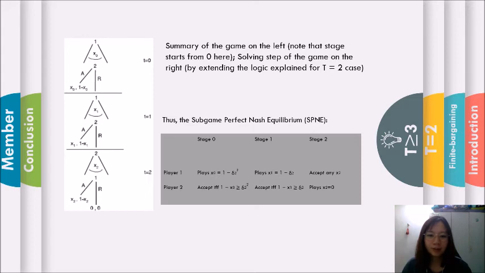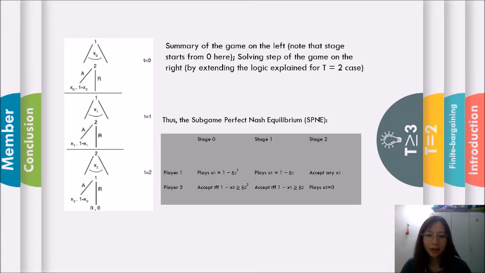In stage 0, player 1 will place x0 equal to 1 minus delta 2 squared for player 2 to accept the offer. If player 2 rejects the offer, they will proceed to stage 1, where player 1 will place x1 equal to 1 minus delta 2 for player 2 to accept the offer. If player 2 still rejects the offer, they will proceed to stage 2.